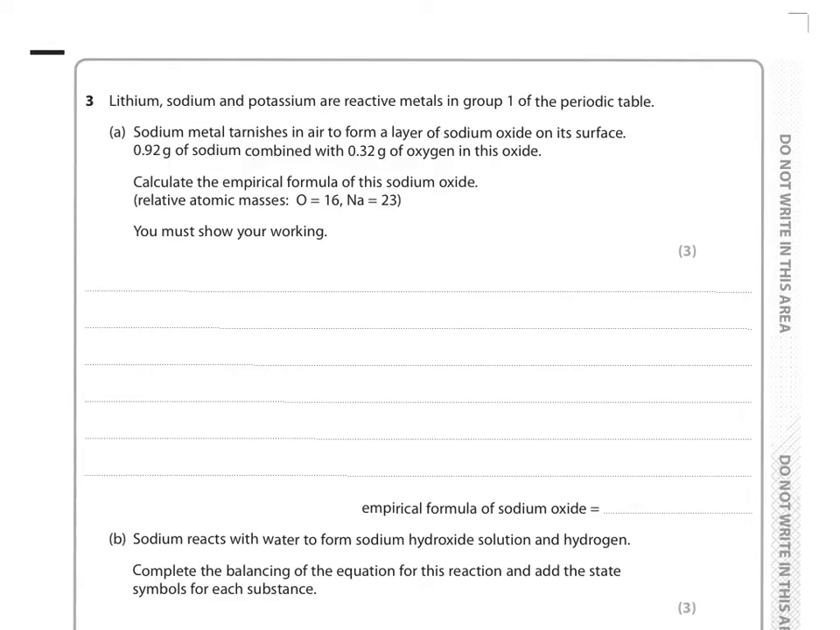Question number 3 is about group 1 metals, and the first part is an empirical formula calculation. It says sodium metal tarnishes in air to form a layer of sodium oxide on its surface. 0.92 grams of sodium combined with 0.32 grams of oxygen in this oxide. Calculate the empirical formula. You must show your working. Now you could probably guess that the empirical formula between sodium and oxygen is Na2O, and we're going to do a calculation which proves that.